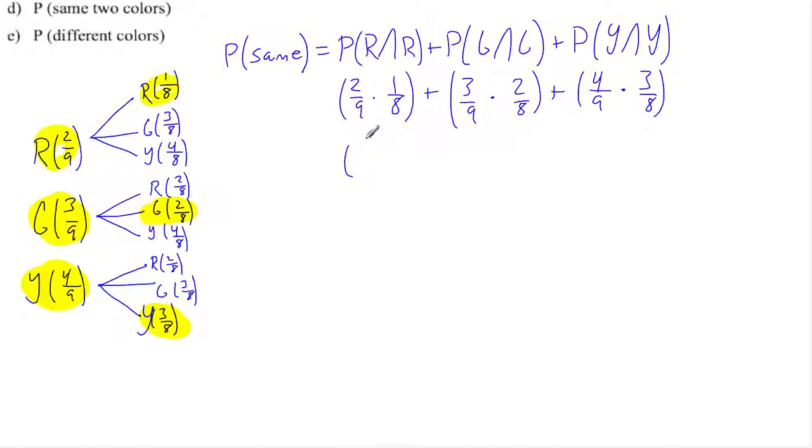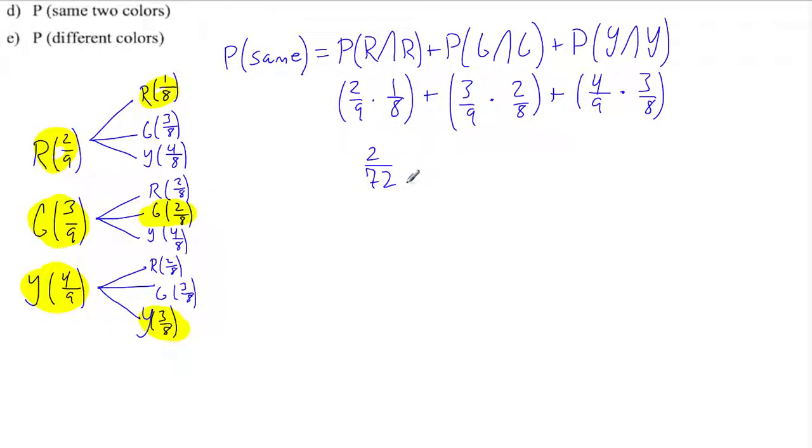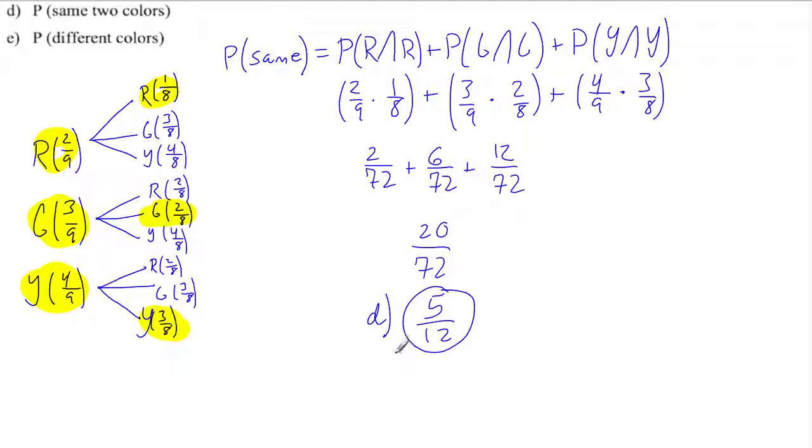Now, if I compute these, I don't worry about reducing my fractions because I can do that at the end. So I'm going to get 2 over 72, I don't need those parentheses anymore, plus 6 over 72, plus 12 over 72. This adds up to 20 over 72, which I can reduce to 5 over 12. And that's the answer for D. There's a 5 out of 12 probability that I get 2 of the same colors.